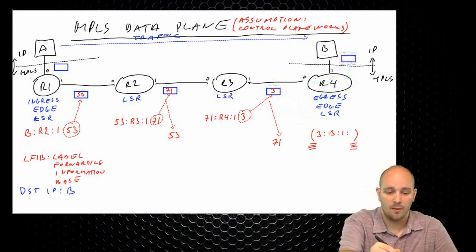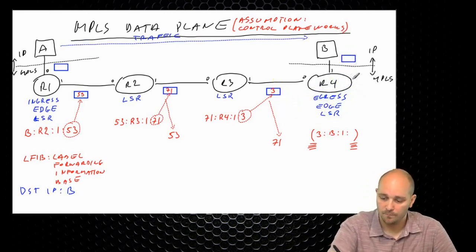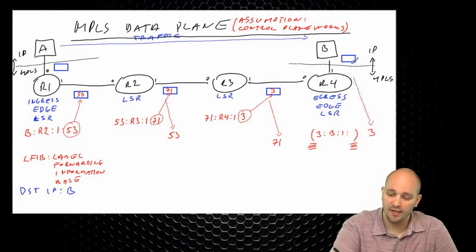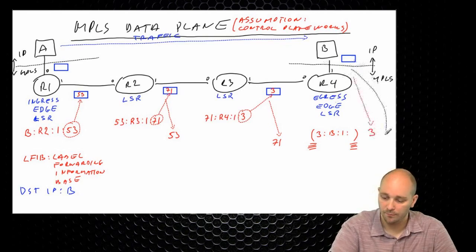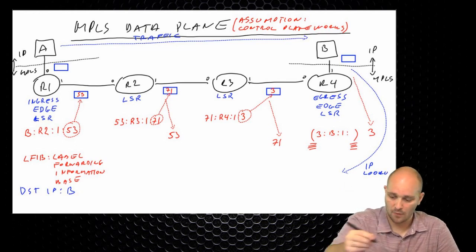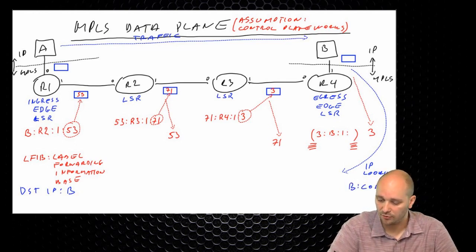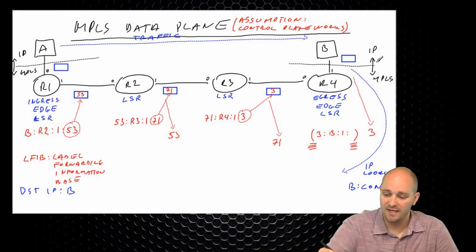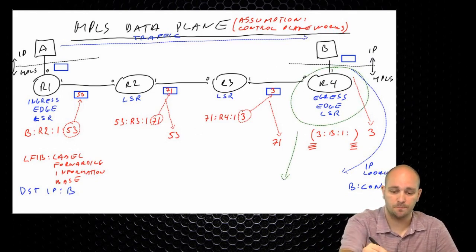So what is happening here? Basically, we have now information that this label 3 needs to be dropped out of the packet. And then we actually need to perform an IP lookup to see what to do with this packet. And here we have information that B is a directly connected route, for example, and only then we can basically send the packet out. So at this point here, at the point of R4, we are doing two operations.